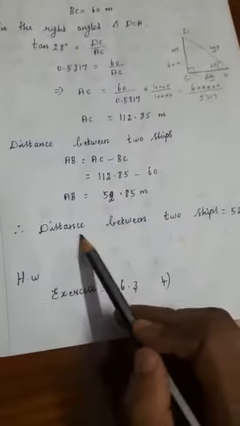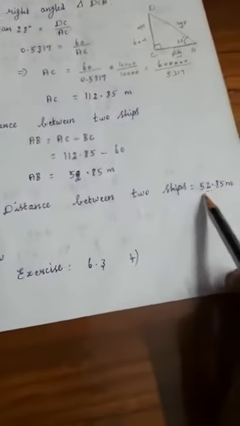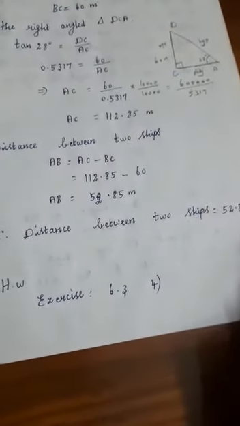So that is the answer of the distance between two ships, that AB distance only. Distance between two ships is equal to 52.85 meters. So that is the answer.